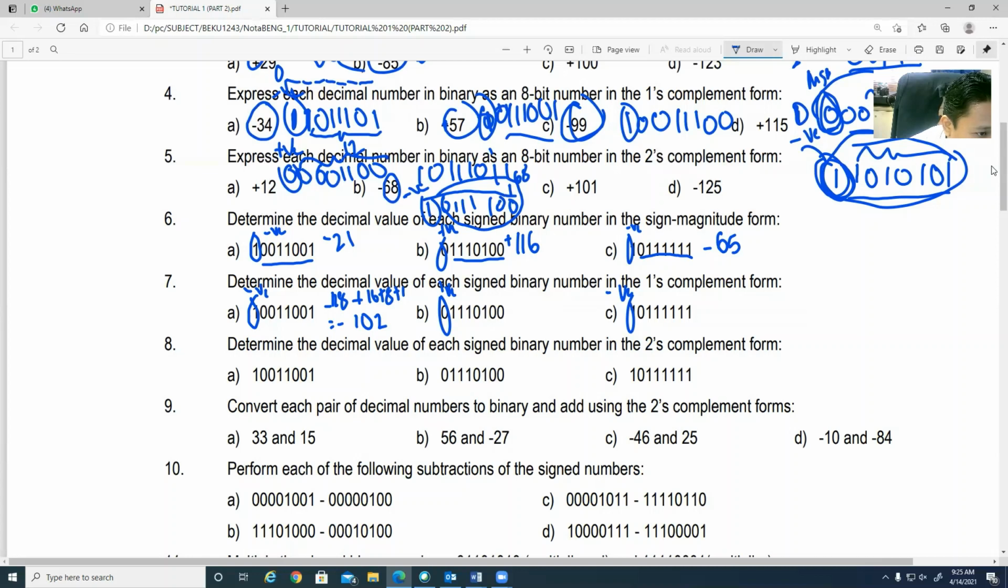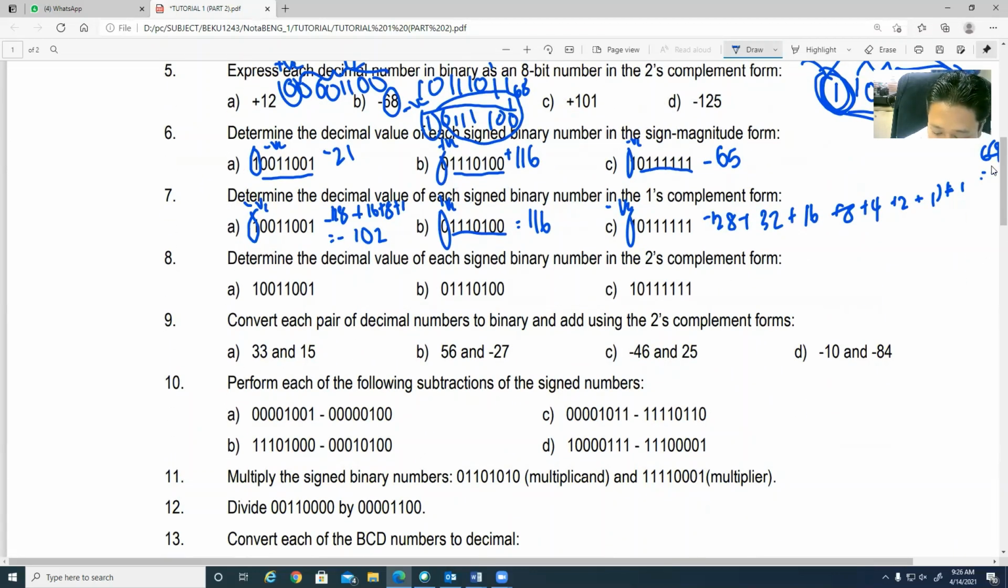Here the negative value is 128, plus 16, 8 and plus 1. Similar to this one, you just add all these values, so the answer will be 116. For this one, the negative value is 128, and then we have 32 plus 16 plus 8 plus 4 plus 2 plus 1, then plus 1 because we have the carry, equals negative 64.